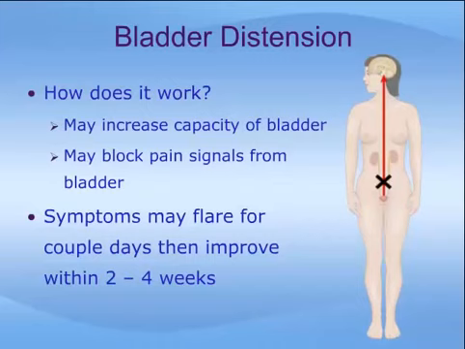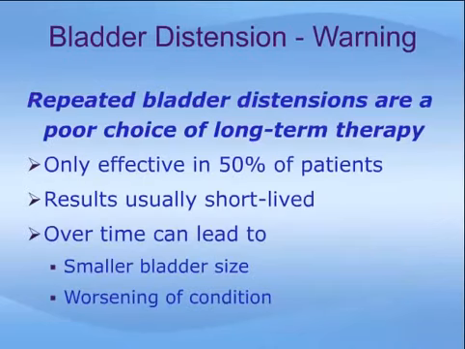It is not entirely clear how bladder distension works to treat IC symptoms. Some research indicates that, when it is successful, bladder distension may interfere with the transmission of pain signals to the brain. It may also physically increase the size of the bladder temporarily. It is normal for symptoms to become more severe for a day or two after distension. After that, they generally return to pre-distension levels for a time. Then, 2 to 4 weeks later, they improve.